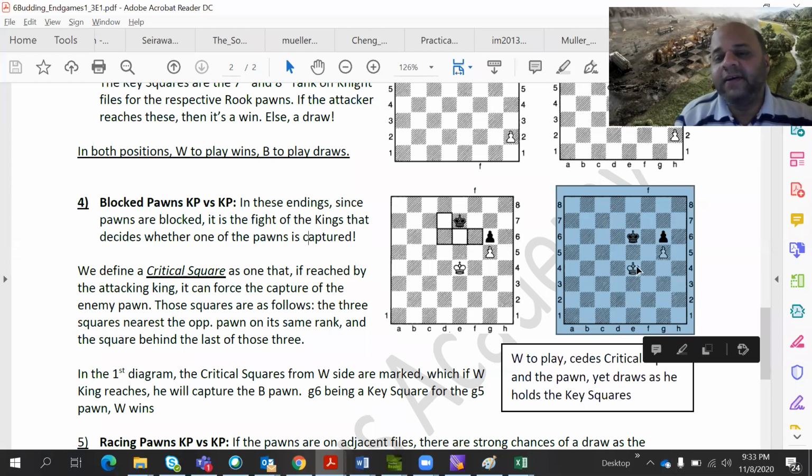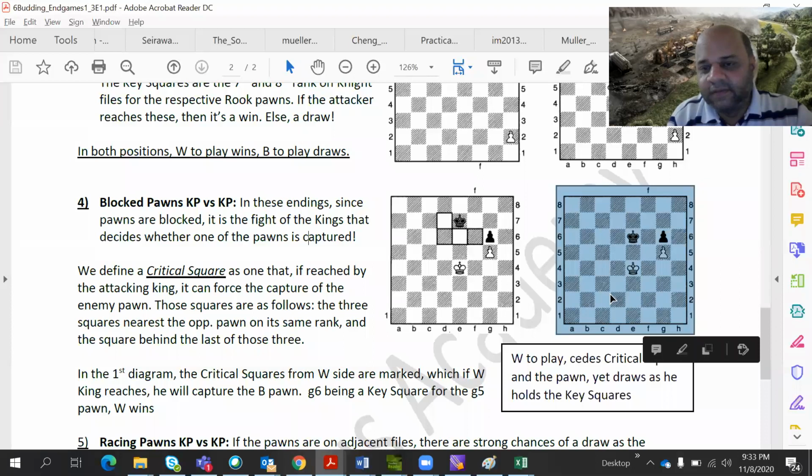Now white, in fact, is it a win for black? Second diagram. Can you show this on the board quickly? Yeah, let us see it very quickly. It is G5, G6.